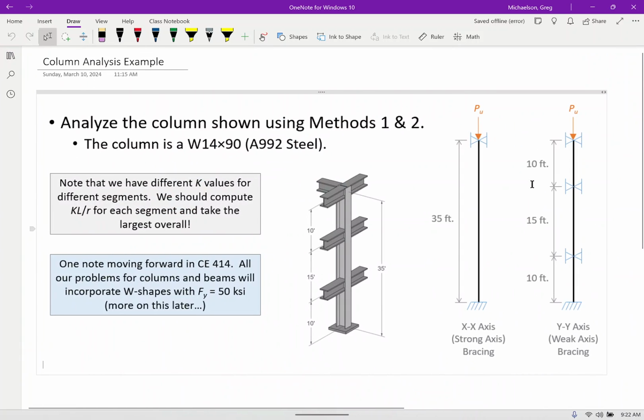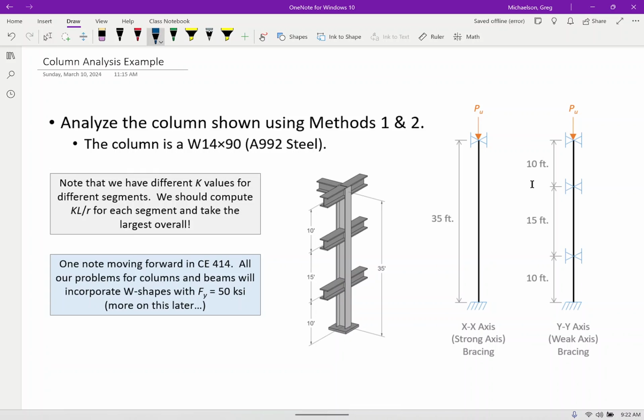And we're going to do this column twice, by the way. We're going to do it with method 1 and with method 2. Okay. Now, a couple things.